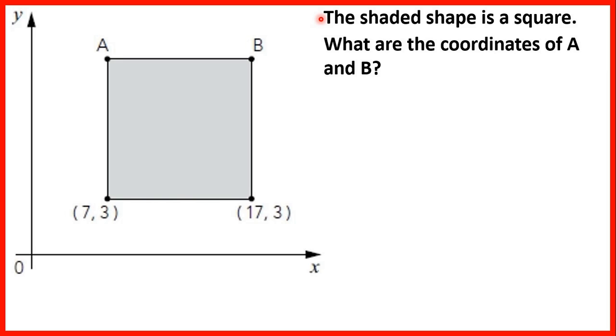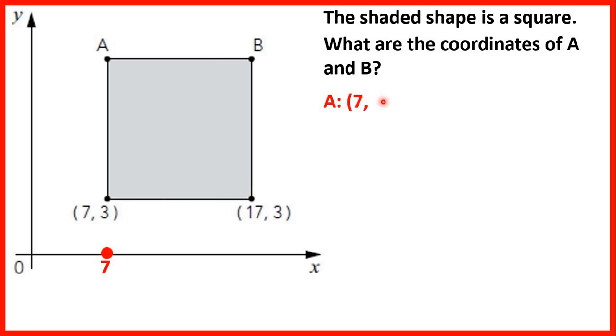The shaded shape is a square. What are the coordinates of A and B? Well, if we look at point A, we know the first coordinate we write is the x-coordinate. So if we go down, we can see that that's in line with this point here, where the x-coordinate is 7. So we can write 7 on our coordinate grid. So A has an x-coordinate of 7.